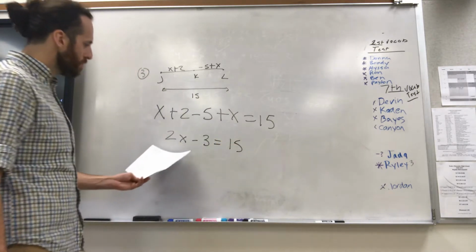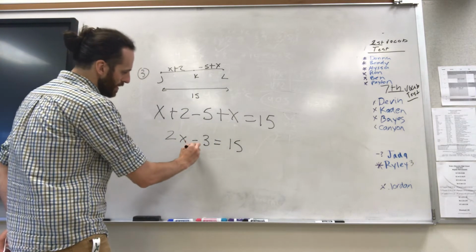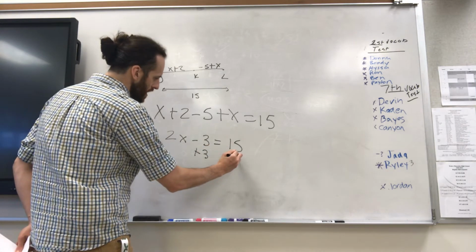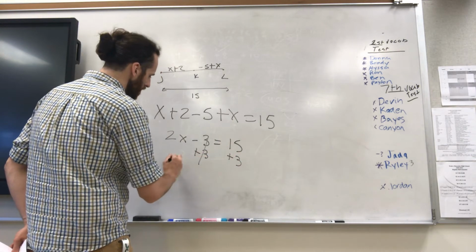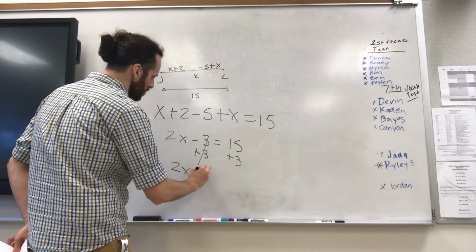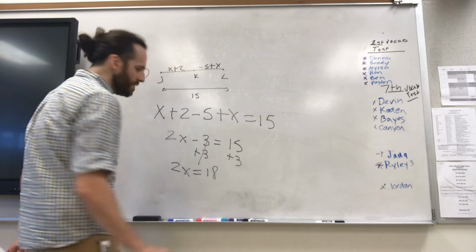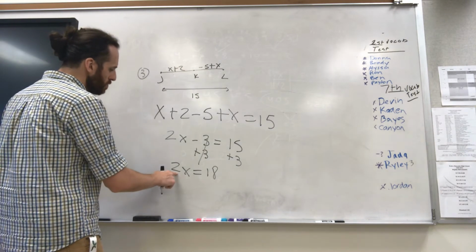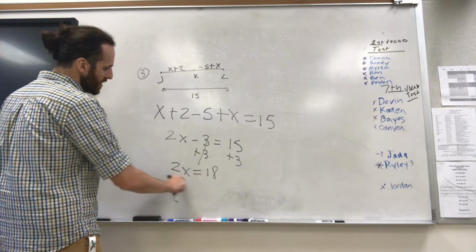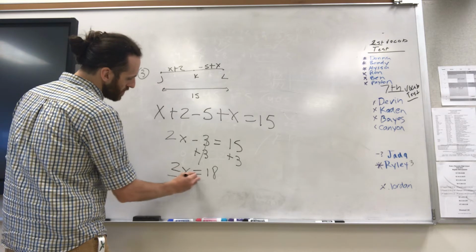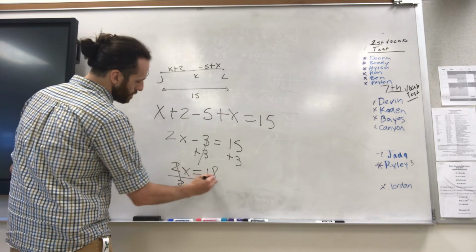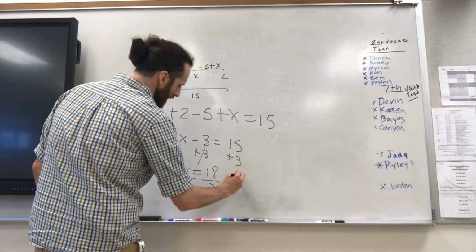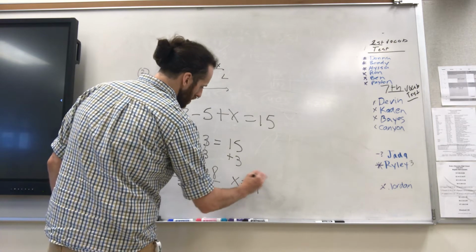Now I want to have my x by itself, so I have to get rid of this 3. I do that by adding 3 to both sides. They cancel out. I have 2x equals 18. I want that x to be by itself again, so instead of moving it this time, I have to split it in half. I have to divide it. So I divide by the number 2, and x equals 9.